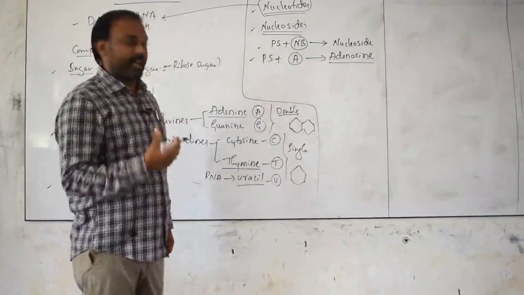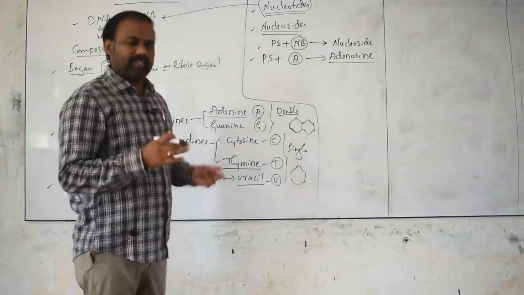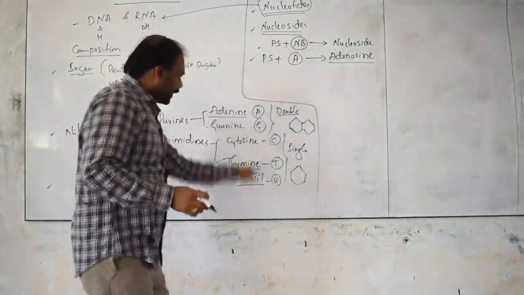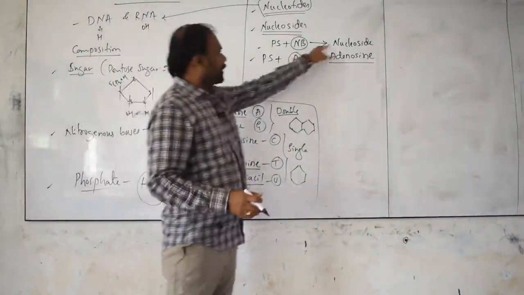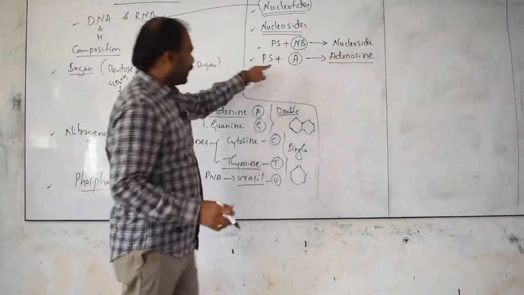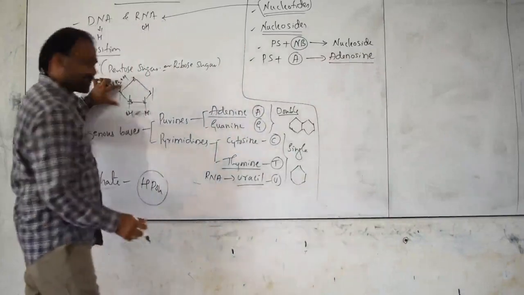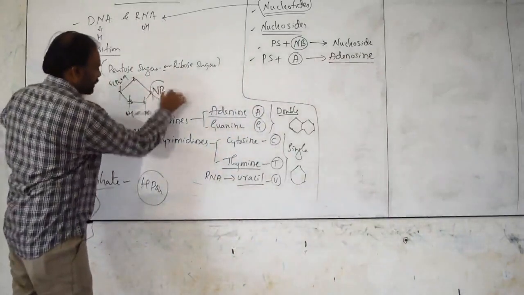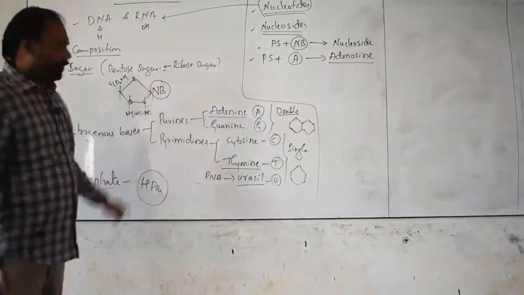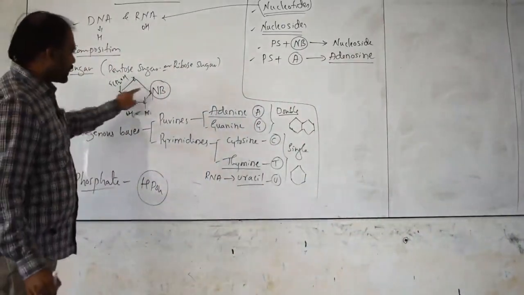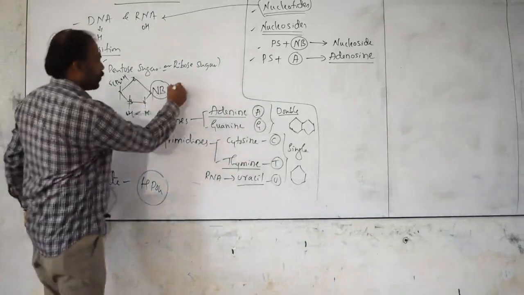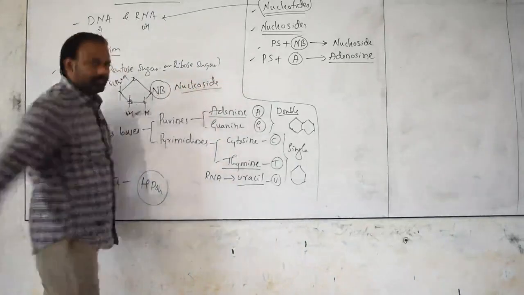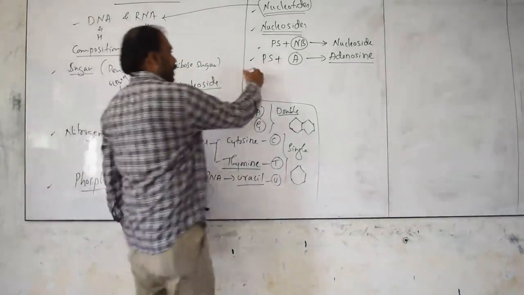This is how to write the nucleosides. Very simple formula: pentose sugar combines with any one of the nitrogenous bases, which gives a nucleoside. When you take this pentose sugar structure, you will have any one of the nitrogenous bases at the first carbon atom of the pentose sugar. Now this structure is considered a nucleoside. Very clear?